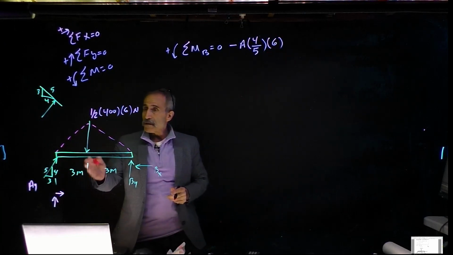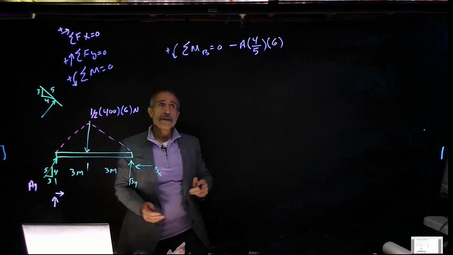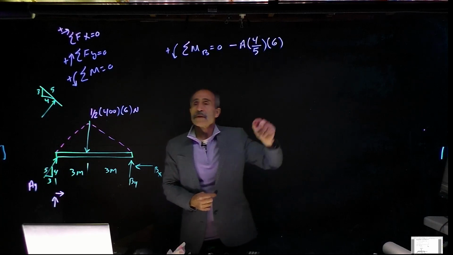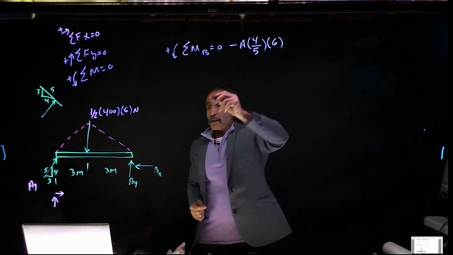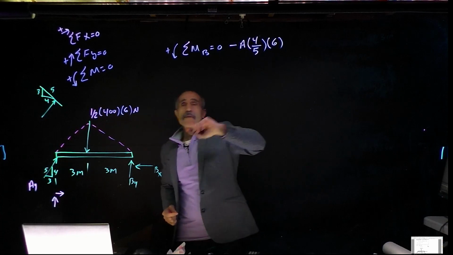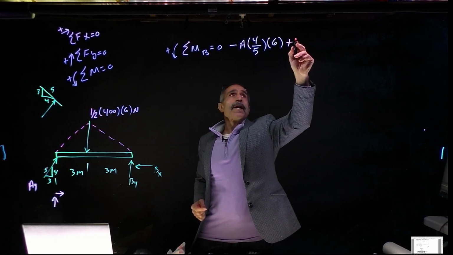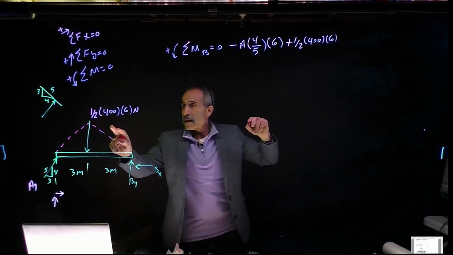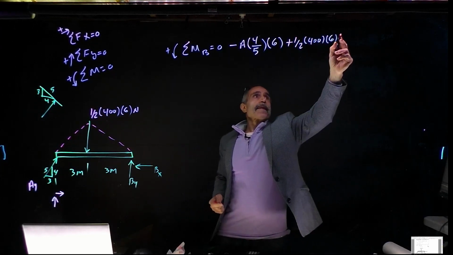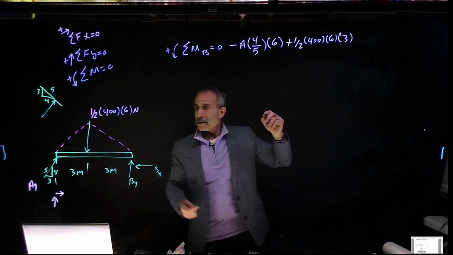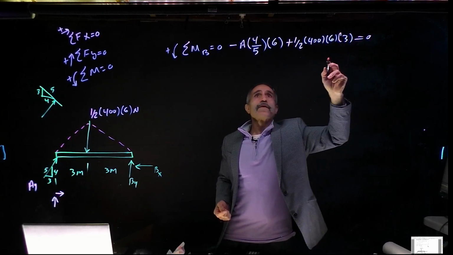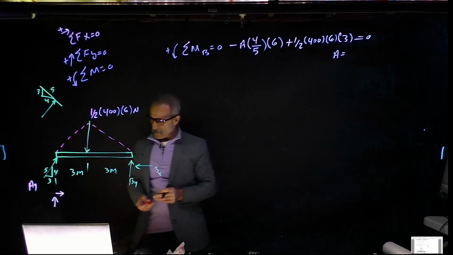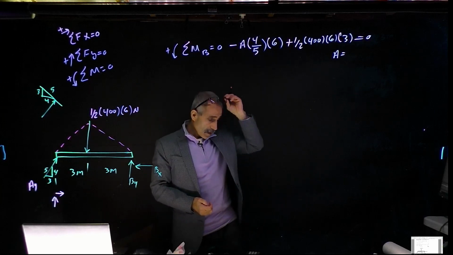The next force I have is down the center, which is this force here, and its moment comes out to 3 times 400, which is 1200. It goes counterclockwise, so it's plus one half times 400 times 6, which is this right here, multiplied by 3. I have nothing else, and that equals 0. Therefore my A comes out to 750 Newtons.